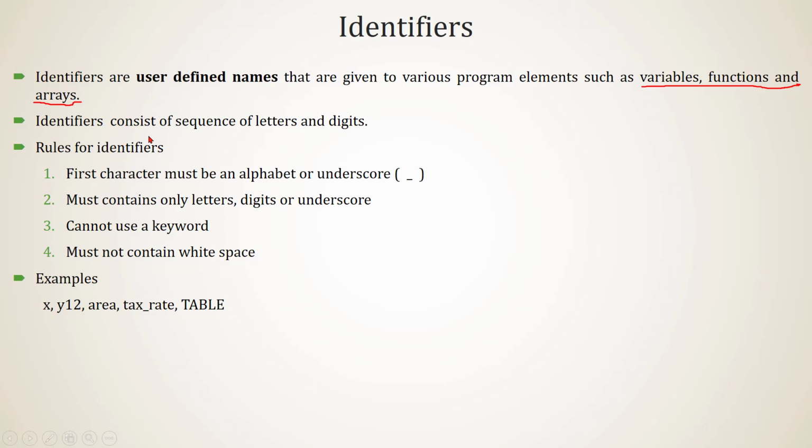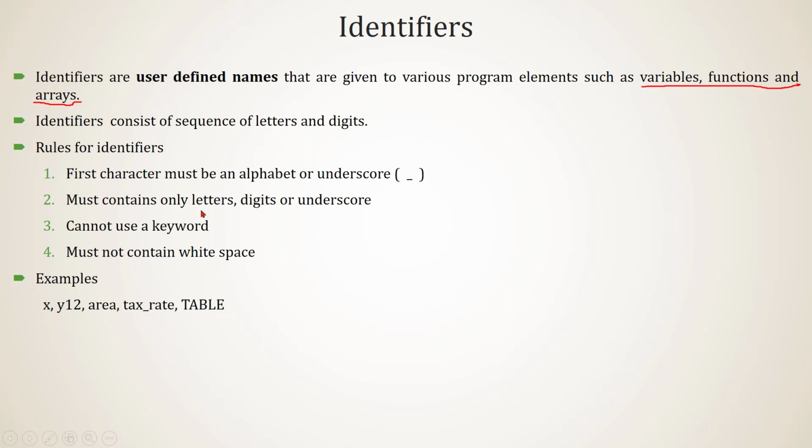The next point, identifiers consist of a sequence of letters and digits. And rules for identifiers. When we write an identifier in a C program, you must follow some rules. First character must be an alphabet or underscore. Identifiers can contain letters and digits. We can include both letters and digits in the identifier. But the first character must always be an alphabet, and you can also include underscore as the first character in the identifier.